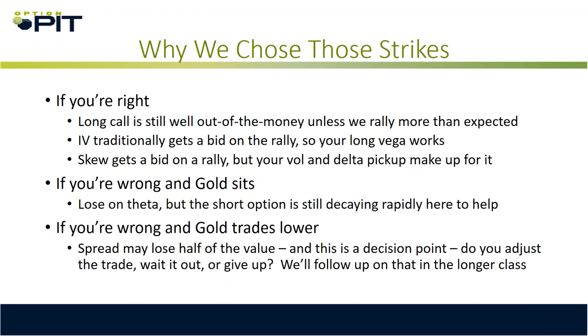This goes back a little bit to the butterfly and condor presentation that Mark put up. And finally, if you're long and gold trades lower, I already mentioned this, you're going to lose about half of the value. That's a tough situation to be in. Let's say you bought a tap line. You put $500 into this trade. You're down $250, and you're trying to decide, what do I want to do next? This is an action point. You have to make an adjustment.